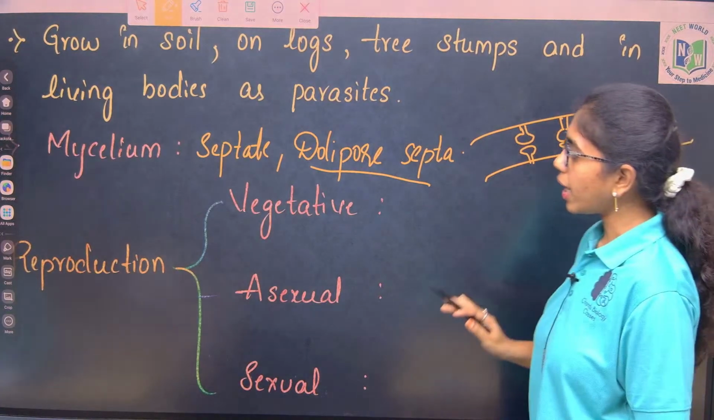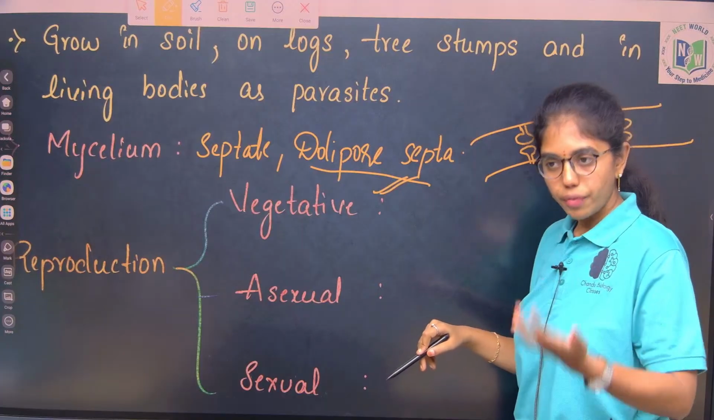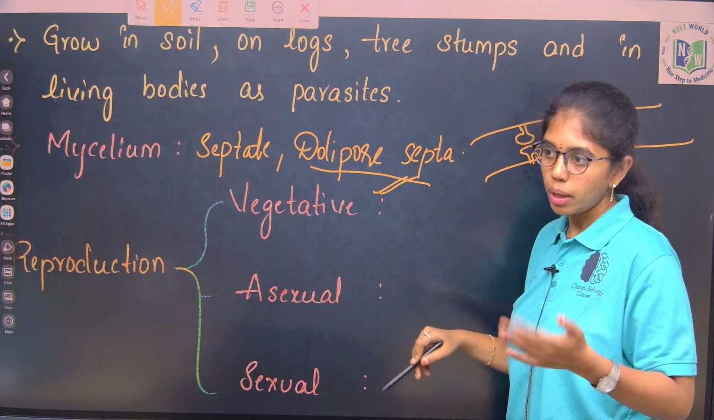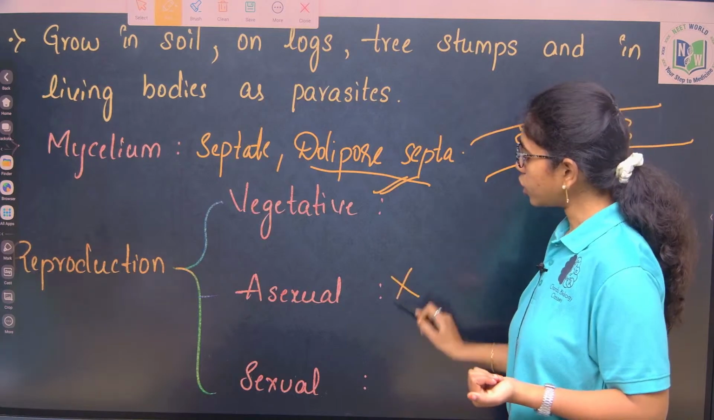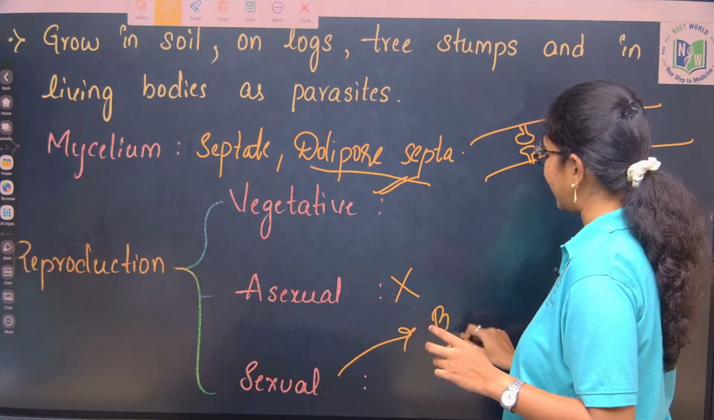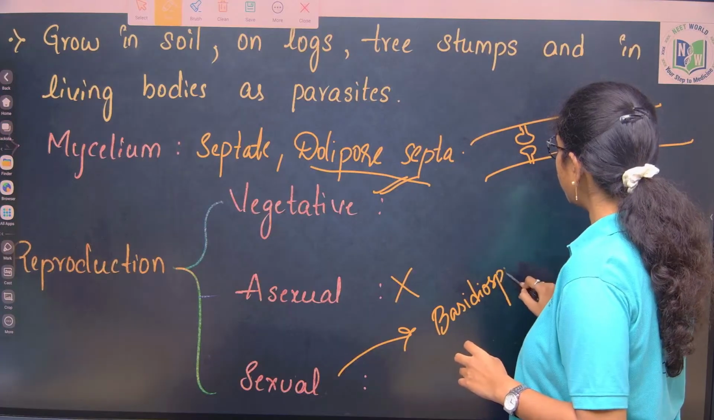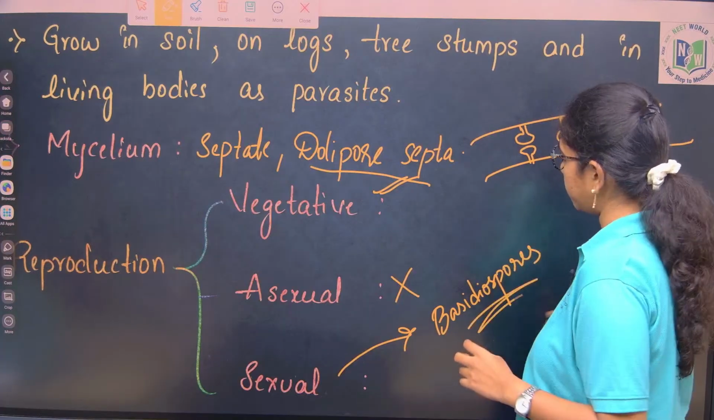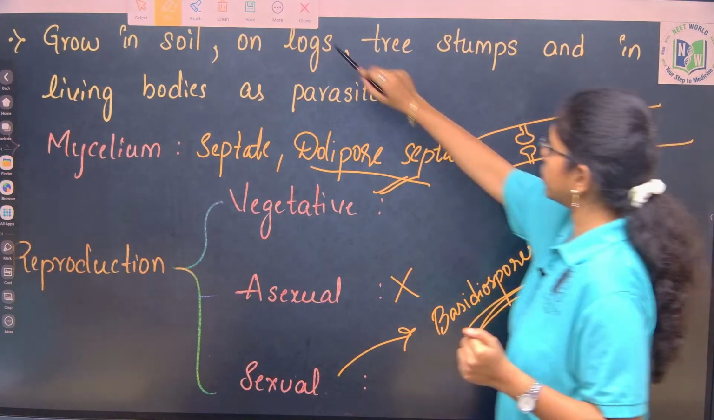For reproduction, the vegetative mode is of course fragmentation, binary fission and budding. Those are the three modes of vegetative reproduction. Asexual reproduction is absent. Sexual reproduction is through basidia or basidiospores. Clear till here?